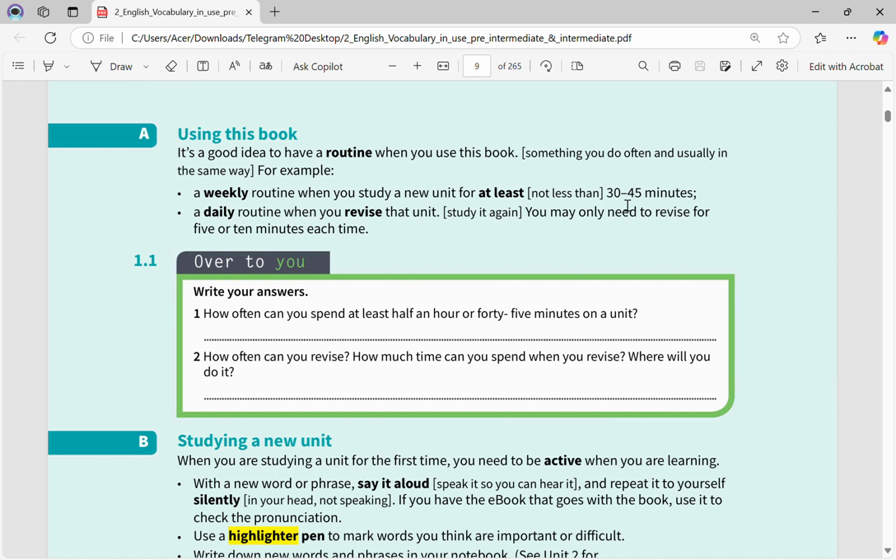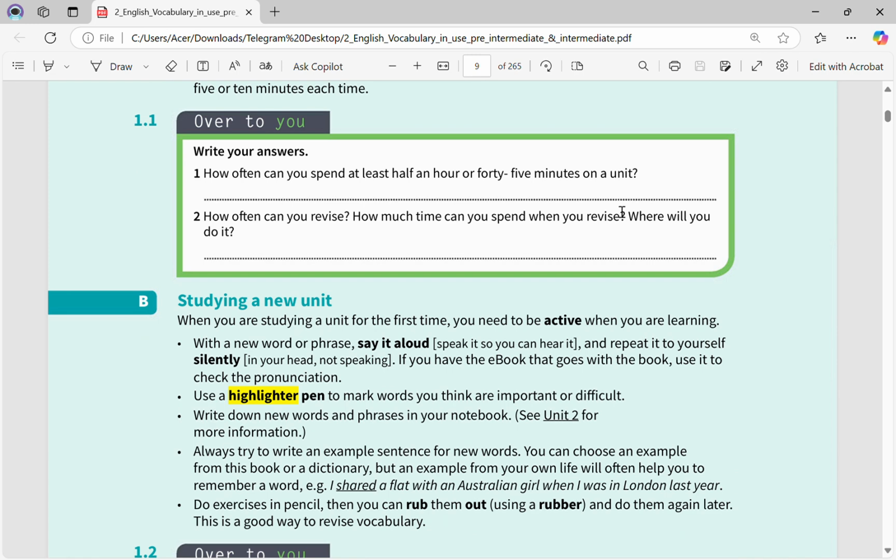Daily routine, weekly routine, 45 minutes. Daily routine when you revise that unit. Study it again; you may only need to revise for 5 or 10 minutes each time. Over to you. Write your answers. How often can you spend at least half an hour or 45 minutes on a unit?